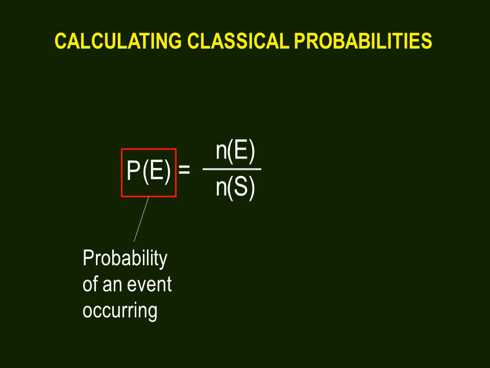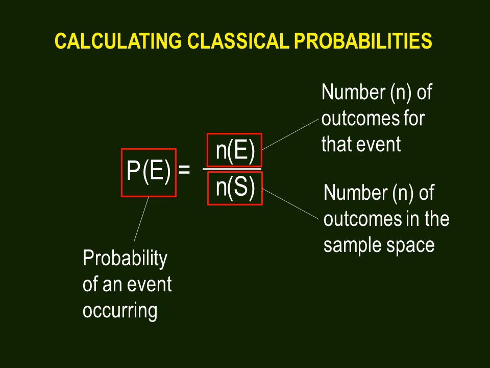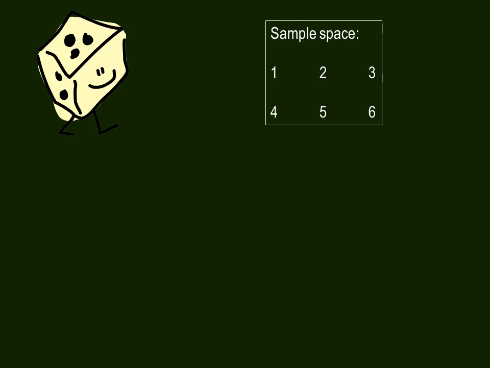To calculate classical probability, we have to use this formula. In this formula, we have P of E, which is actually the probability of an event occurring. This is usually what we're looking for. We also have N of E, which is the number of outcomes for that event, which will be divided by N of S, which is the number of outcomes in the sample space.